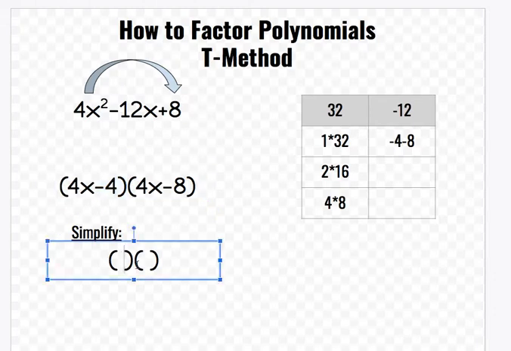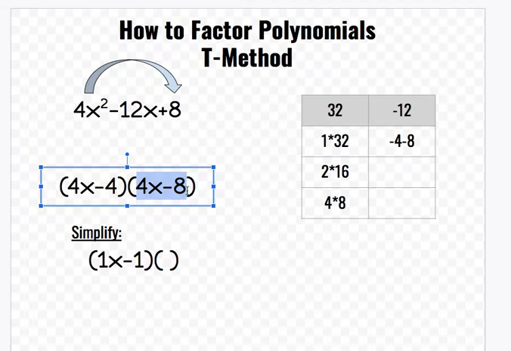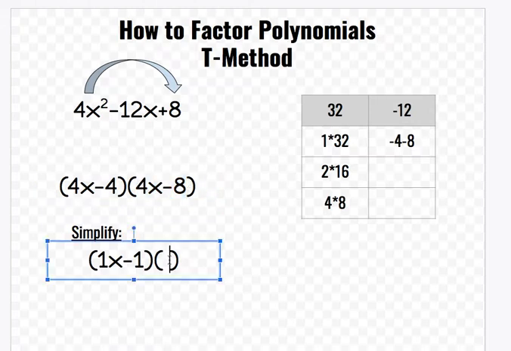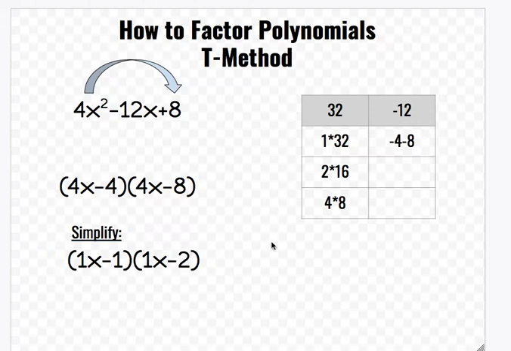So if I divide 4x by 4, what would I get? I would get a 1 and an x. What is 4 divided by 4 again? I would also get 1. So in the first parentheses, it would simplify to 1x minus 1. What about 4x minus 8? Can I simplify both of those by something? Again, I can divide both of them by 4. So what is 4 divided by 4? 1 and an x. And what is 8 divided by 4? 2. So this will be my final answer.